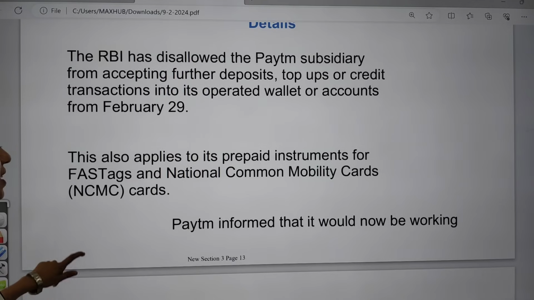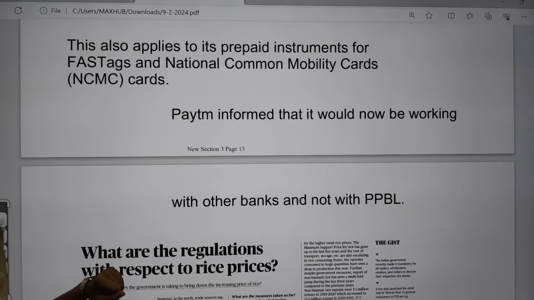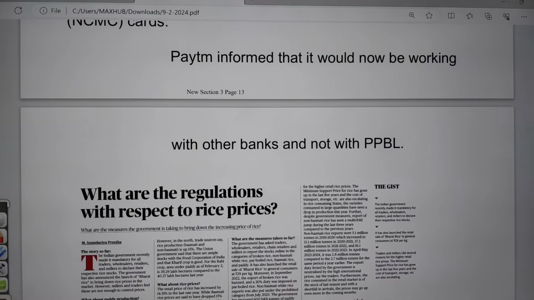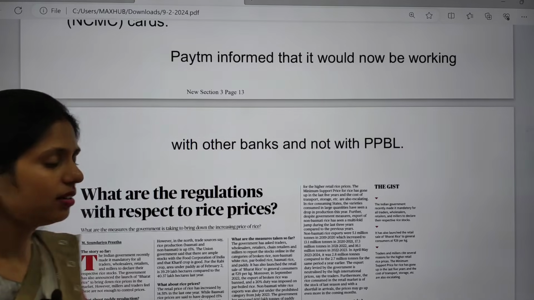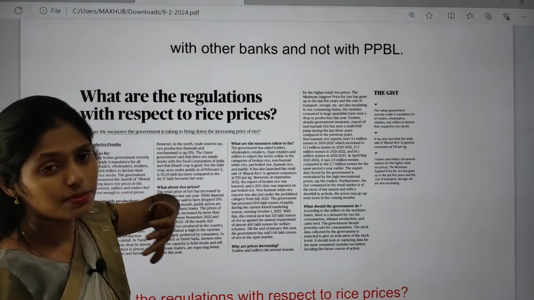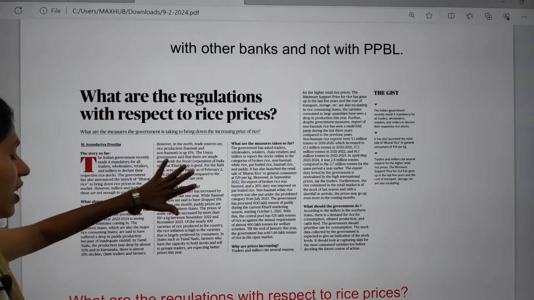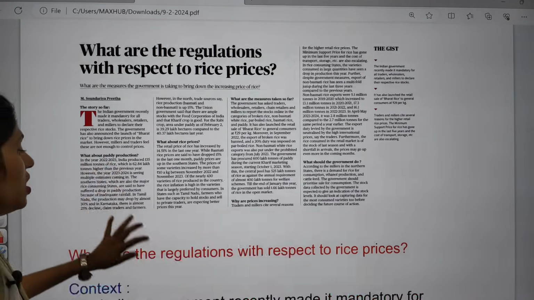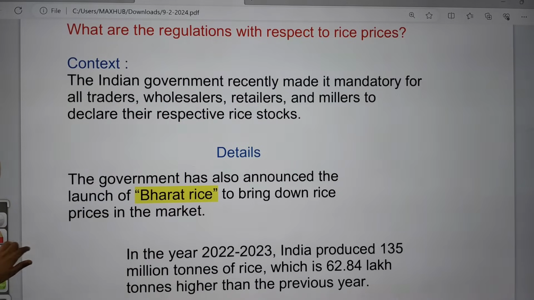And next, Paytm informed that it would now be working with other banks. So if I am not working under RBI, I can work under another bank. And the next topic is about rice prices having increased in the market. It is one cause of concern especially for poor people. So now let us see this topic in detail.